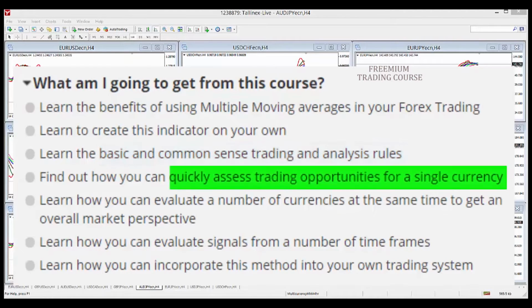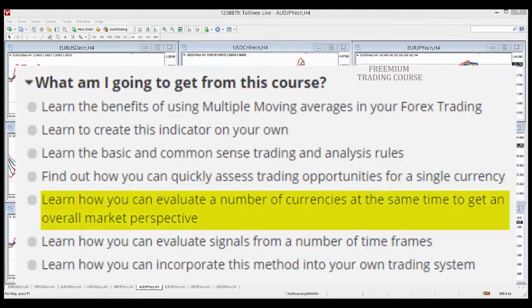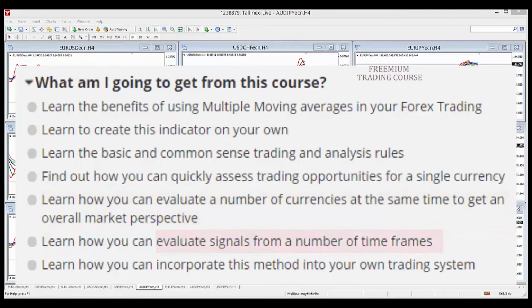You will also learn how you can quickly access trading opportunities for a single currency, and also learn how to evaluate a number of currencies at the same time to get the best overall market perspective of which phases each currency finds itself in, and which are the best trading opportunities. I'll also show you how to evaluate the trading signals using a number of time frames. And then lastly, we'll look at how you can incorporate this method into your own trading system if you like.